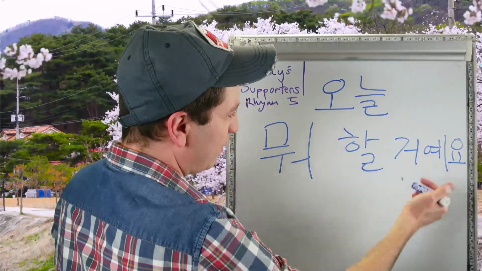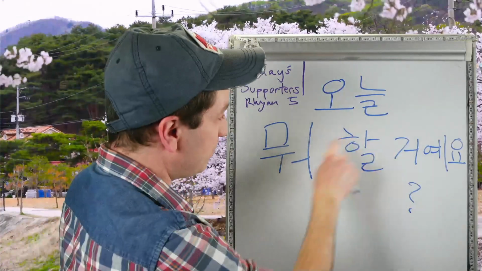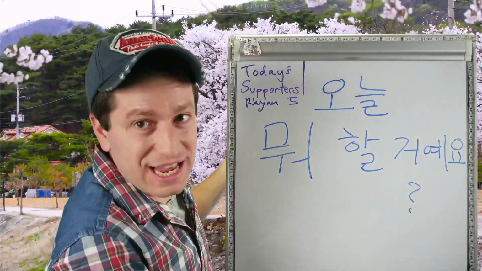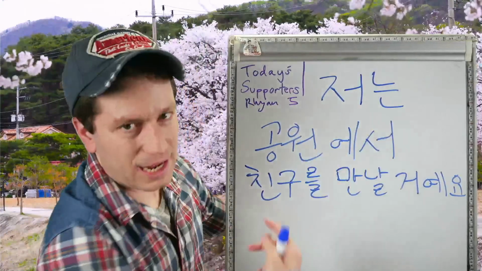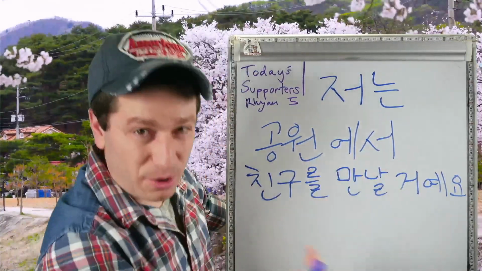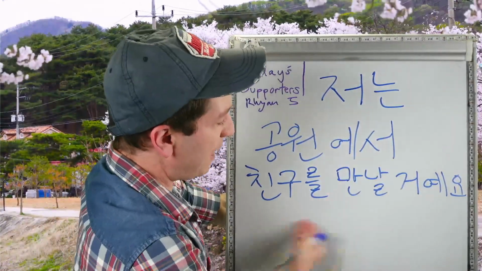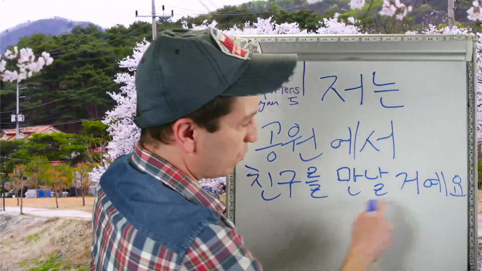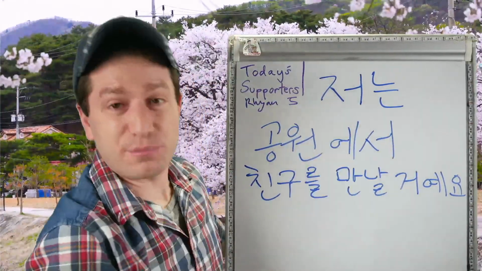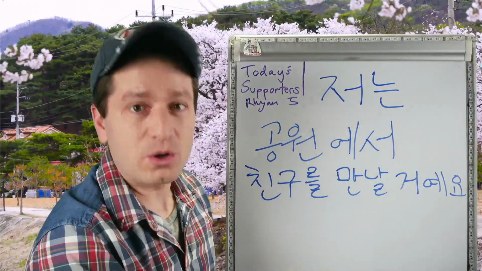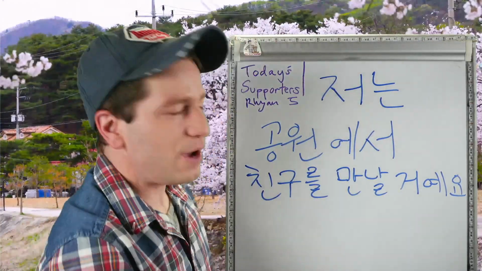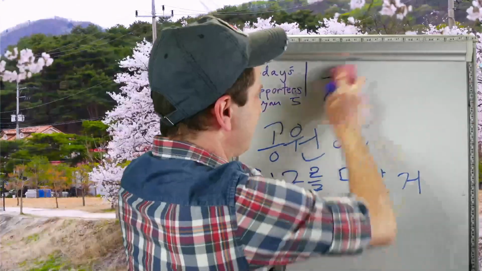오늘, today, 뭐, what, 하다, to do. 오늘 뭐 할 거예요? What will you do today? 저는 I, 공원에서 at the park, 친구를 my friend, 만날 거예요. So I will meet my friend at the park. 저는 공원에서 친구를 만날 거예요. I will meet my friend at the park.